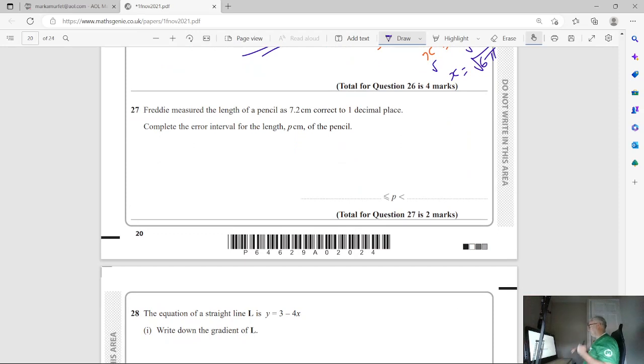Question 27. Okay, last 2 questions. Freddie measured the length of a pencil to 7.2 centimetres, correct to 1 decimal place. Complete the error interval for the length p centimetres of the pencil. Well, if my number is 7.2, we're thinking the number that would round down to it and the number that would round up to it to make it effective. We've already rounded it. So if we did 7.2 something, what would that number be that would round up to it for a start?